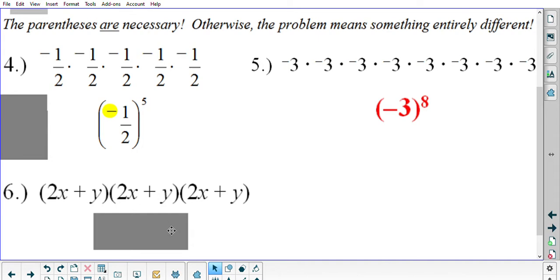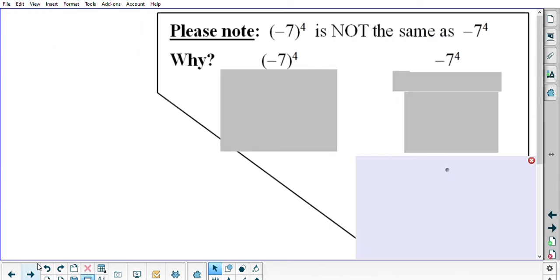Problem number 6, we have 3 of these algebraic expressions of 2x plus y being multiplied to each other. So once again, you must put the 2x plus y in parentheses and the power of 3 on the outside. All right, so I have a little note just in case you're not believing me that negative numbers to a power would not mean the same thing if you do not put the negative number in parentheses.